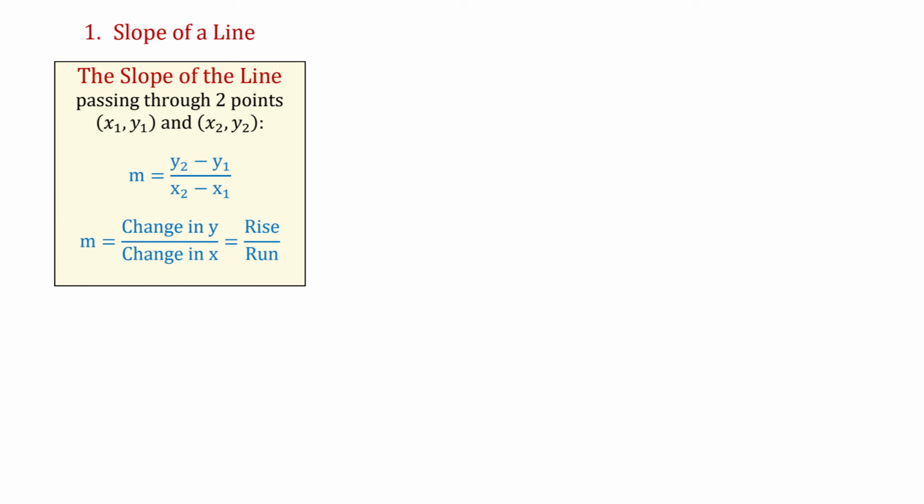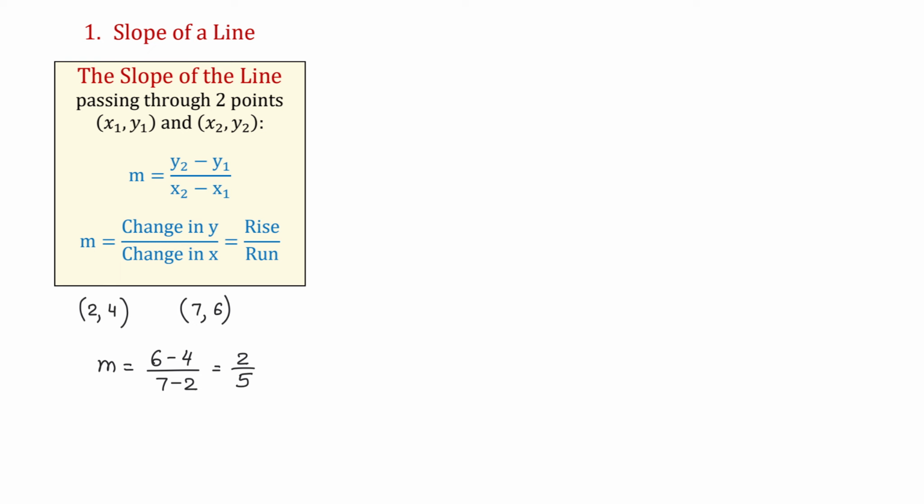So if we have 2 points, 2, 4 and 7, 6, then the slope is going to be change in y, which is 6 minus 4, over change in x, which is 7 minus 2. So we can write that m equals 6 minus 4 over 7 minus 2, which equals 2 over 5.